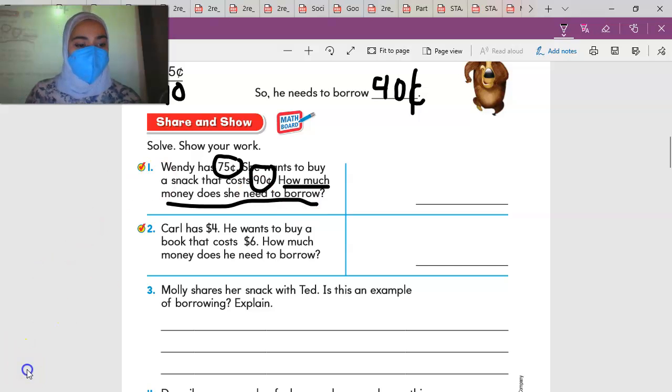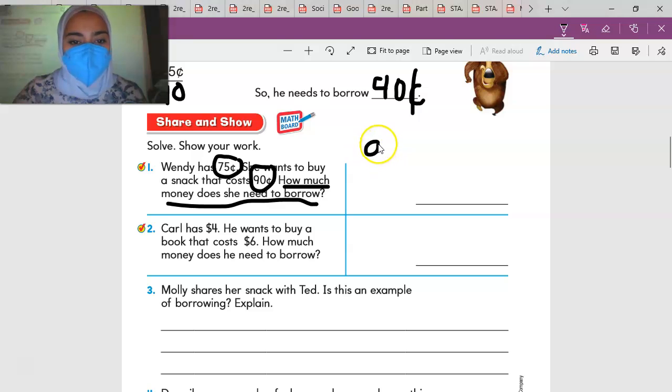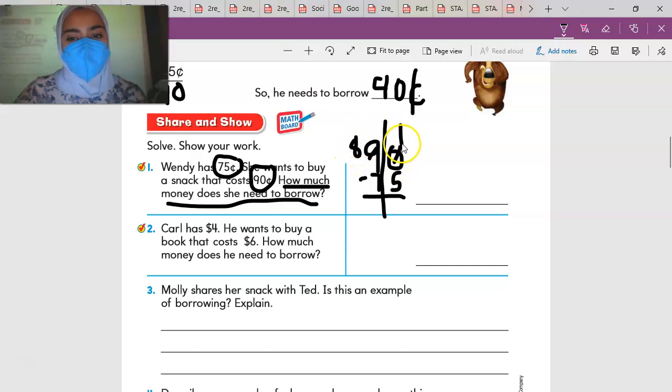Pause the video now. Okay, let's see how you did. So she wanted the snack that was 90 cents. She had 75 cents. How much more money does she need to borrow? So 0 take away 5. Can you do that? No. 9 becomes an 8 and 0 becomes 10. What is 10 take away 5, class? 5. What's 8 take away 7, class? 1. So how much money does she need to borrow? 15 cents.